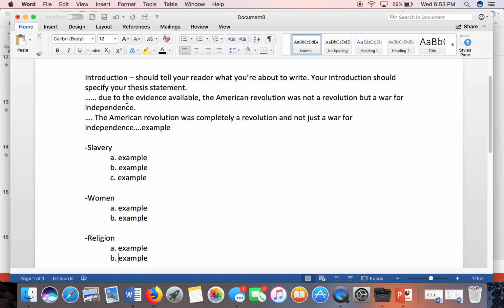Each of these topics should be its own paragraph. The last sentence of this paragraph should lead me into the next paragraph, and the last sentence of that paragraph should lead me into the next. Those are called transitions. You always want to transition from one paragraph to the next so that your point is constantly being made throughout the paper.